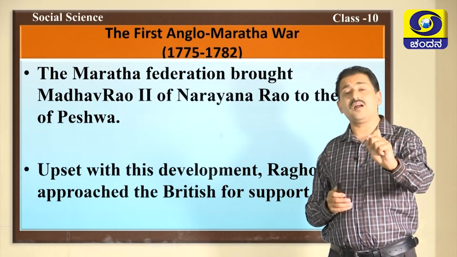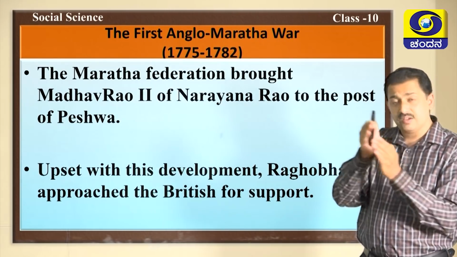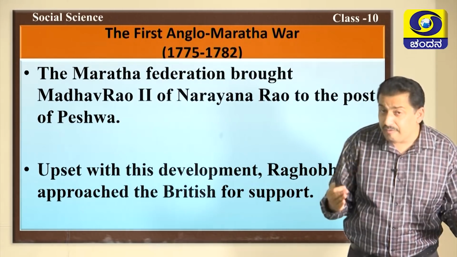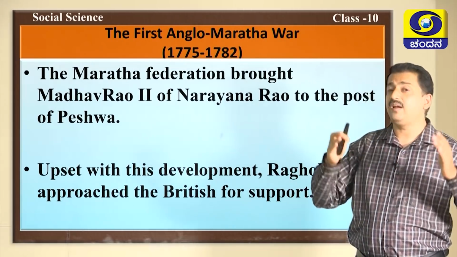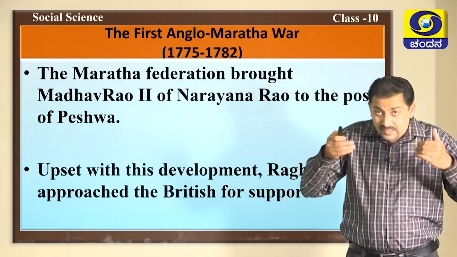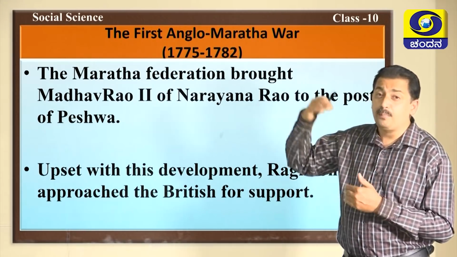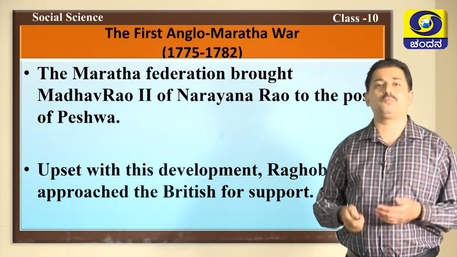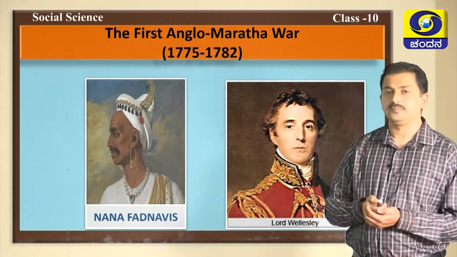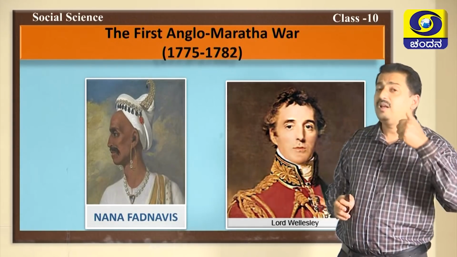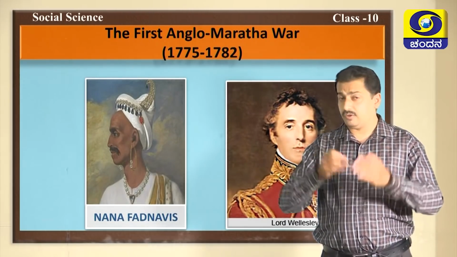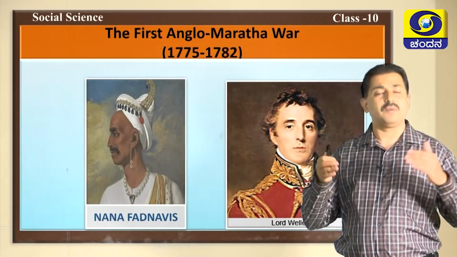This First Anglo-Maratha War started in the year 1775 and ended in 1782. The Maratha Federation brought Madhavarao II, son of Narayana Rao, to the post of Peshwa. Upset with this development, Raghoba approached the British for support, as I explained just now. So, the British Wellesley agreed to support Raghunatha Rao. Nana Fadnavis led the Maratha army and the British Wellesley led the British army. So, this is called the First Anglo-Maratha War.